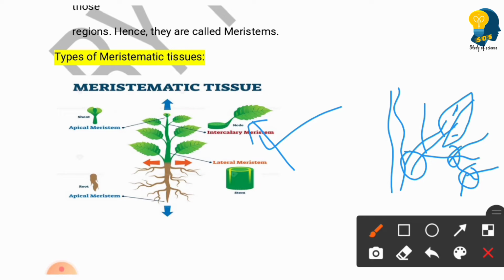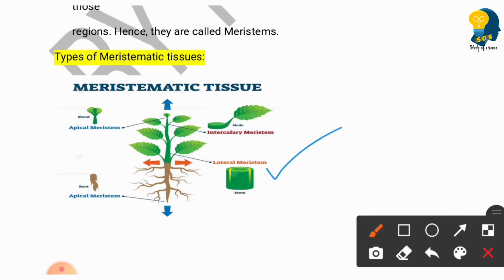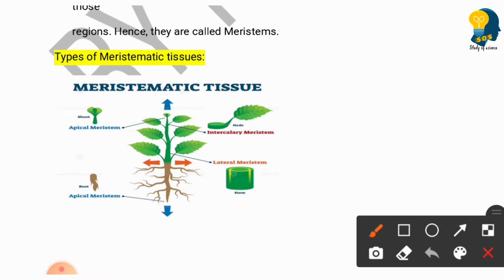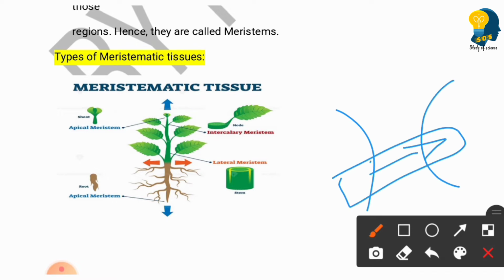Okay. So moving to the third type, that is the lateral meristem. What is the function of the lateral meristem? See, the lateral meristem helps in increasing the girth of the stem or root. What is meant by girth? Girth means thickness. See, if you observe a tree, what happens? It has thickness. Correct. This is what we call thickness.